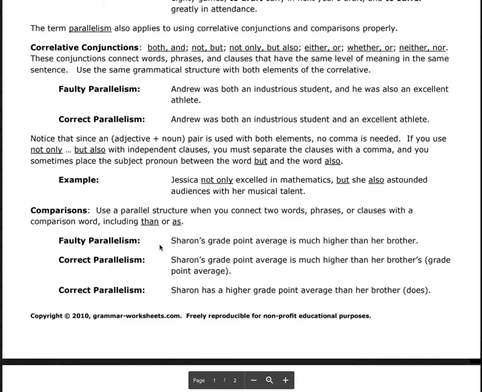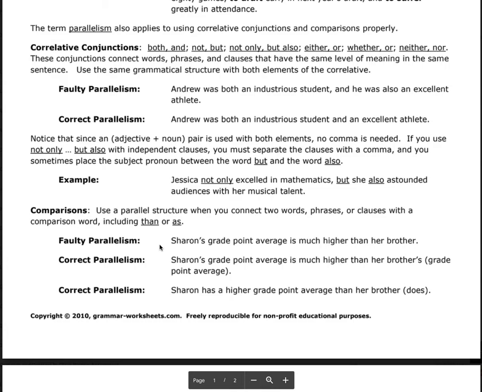So here's the faulty parallelism. Sharon's grade point average is much higher than her brother. Okay, so we don't have the correct parallelism. Reading this, I think Sharon's GPA is higher than her actual brother, not her brother's GPA, but her brother himself. So that's confusing. Why would she be comparing her GPA to her actual brother? Okay, so we need to make these parallel.